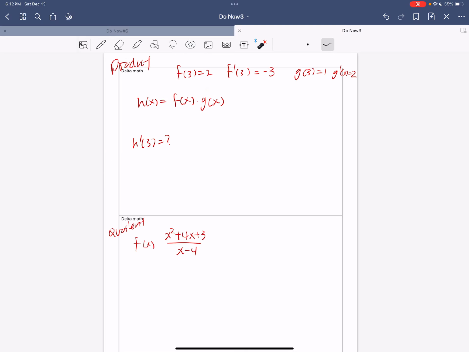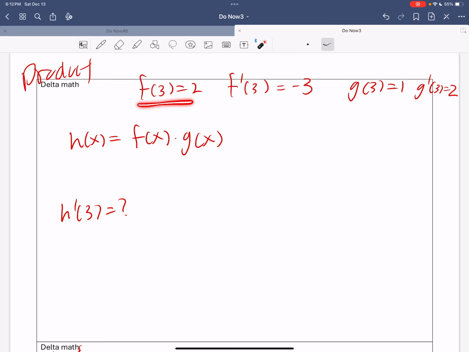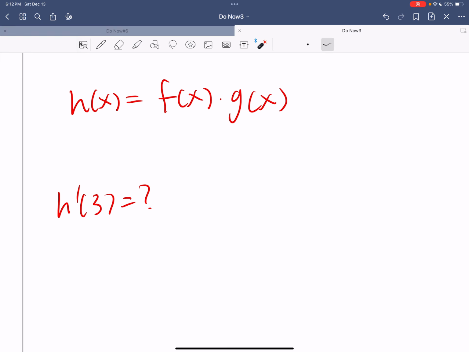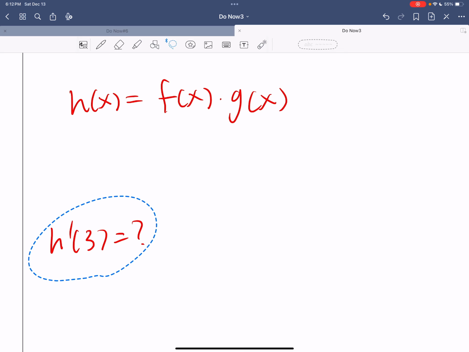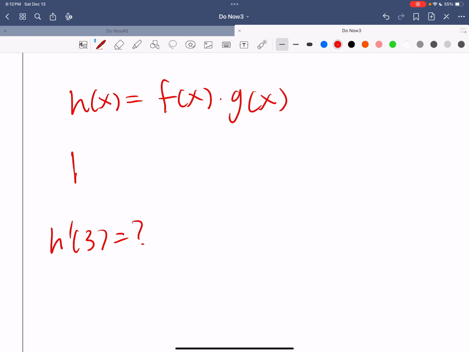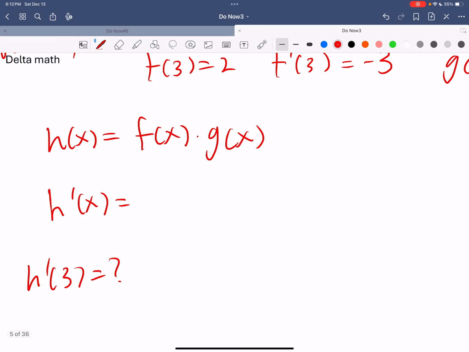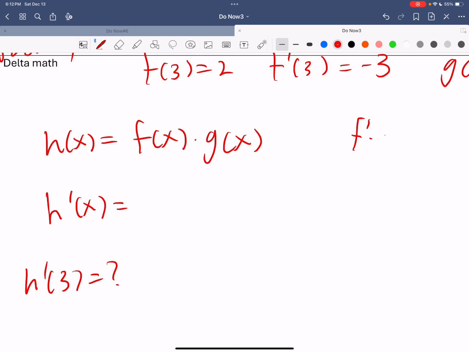Okay, so let's do this product rule. F of 3 equals 2, F prime of 3 is negative 3, G of 3 is 1, G prime of 3 is 2. And we are trying to find this. So what is H prime of 3? That's just a typical product rule. The product rule is F prime times G plus F times G prime. Keep that in mind, you have to memorize the formula.